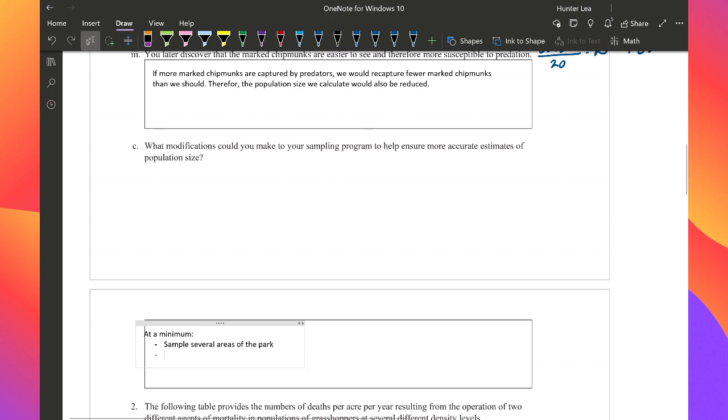The second problem was they were licking off the marks. We can, of course, just use a marking system that cannot be removed easily. And finally, we had an issue of increased predation because our marks made them easier for predators to find. So we would have to use a marking system that is not easily detected by predators. All right.